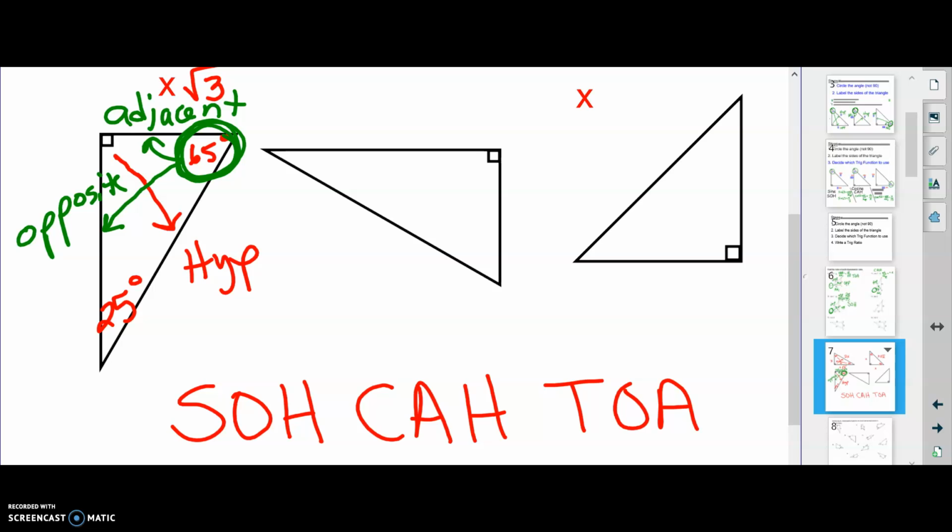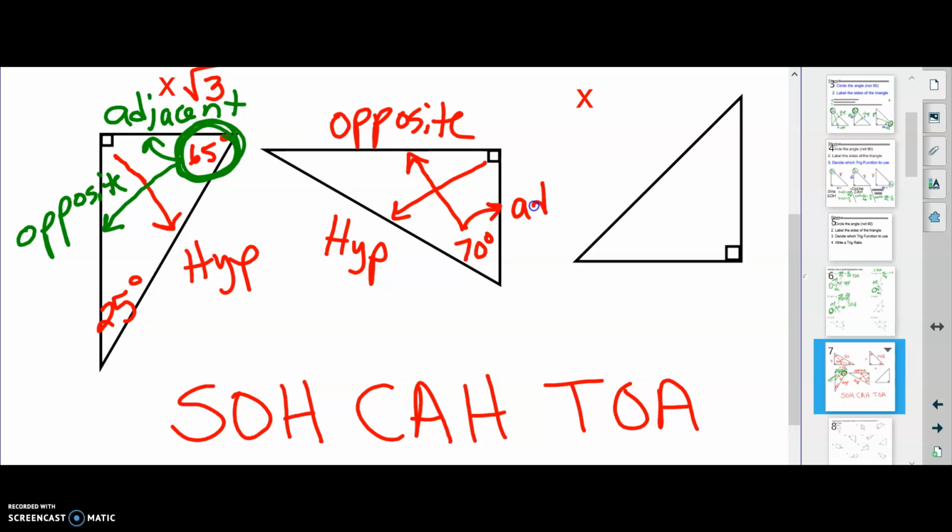Let's try a few more here. On this triangle, if I told you that this angle right here was 70 degrees, then what side would be the opposite? First, I would always write in the hypotenuse, which is always the one across from the 90. Then the opposite side would be the one across from the 70, so that would be over there. This is the opposite, and then this would be the adjacent. It's right next door.